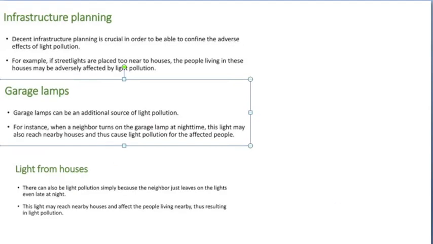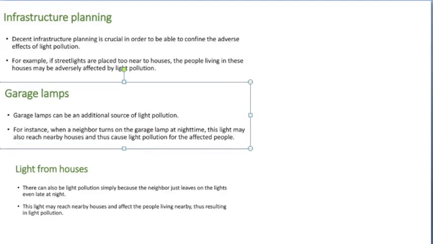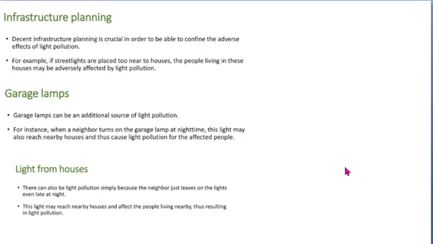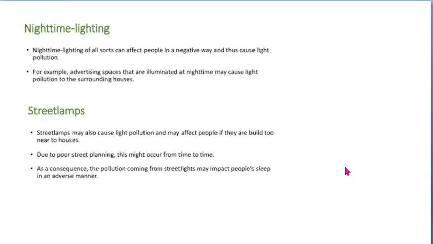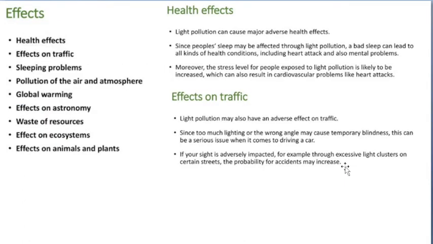Now come to the next part, that is your downtown areas, smog and clouds, cars and other motor vehicles. It also creates more light pollution, means these are treated as the sources of light pollution. Okay, so nighttime lighting, street lamps, these all are sources of your light pollution. Then what effects it put?